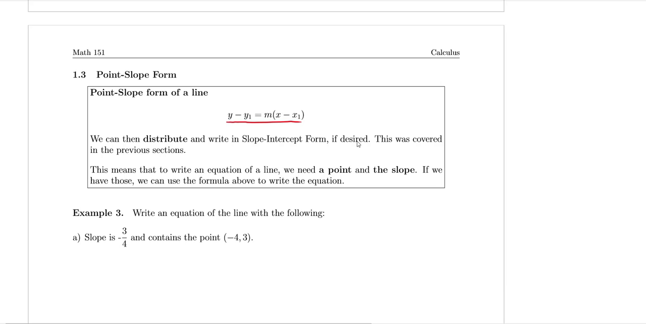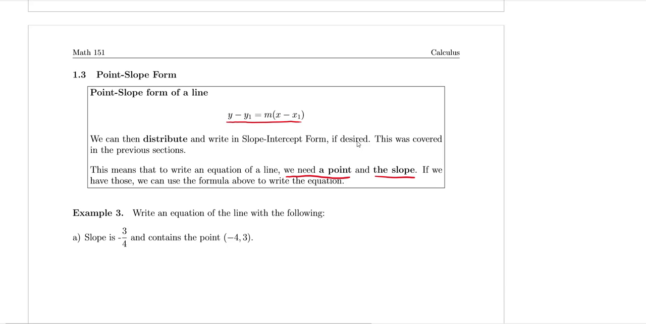Now if you want, you could distribute the slope and solve for y in order to get the slope-intercept form, but in general, guys, if you just simply write down the point slope form of a line, that's enough. You don't need to go further into the slope-intercept form. Now, why is this equation so useful? Again, it's because all you need in order to get the equation for a line is a point and the slope. And later on, as we're studying more about slopes, we will often be getting the slope, so all that we would need is another point to get the equation for a line.